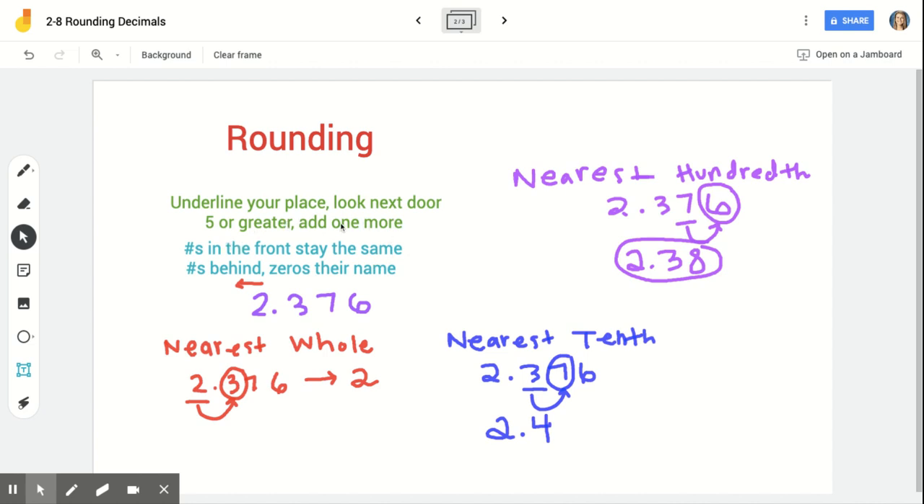And 5 or greater, add 1 more. Well, what if it's 5 or less? There's a little rule that goes along with that too, okay? So let's repeat this one more time. So go ahead and say it with me, rounding. Underline your place, look next door. 5 or greater, add 1 more. Numbers in the front stay the same. Numbers behind, zeros their name. Okay, and we're going to repeat often.